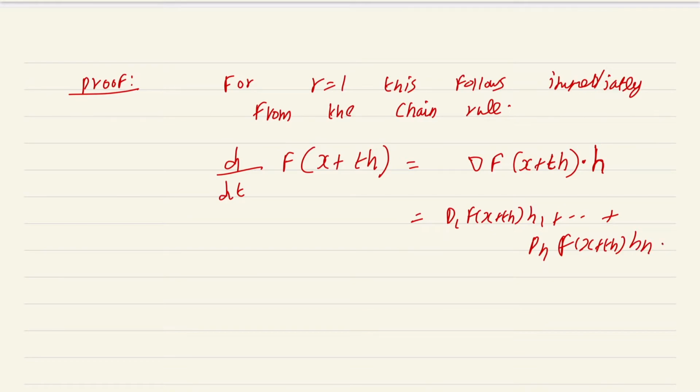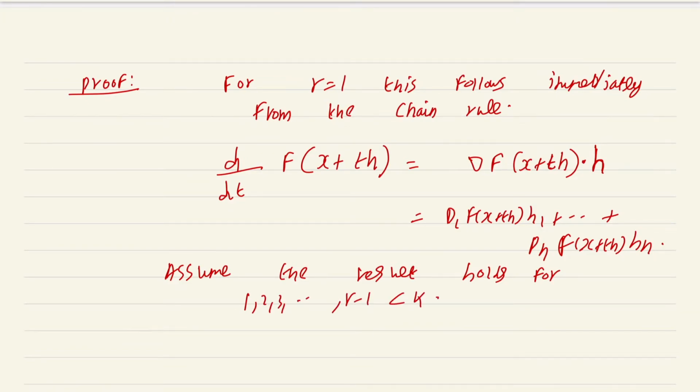So the base case of the induction is straightforward. Now assume the result holds for 1, 2, 3, dot dot dot r minus 1. All of these are less than k. Okay, now we have to show the result for r.